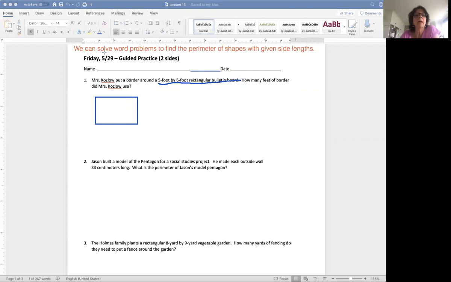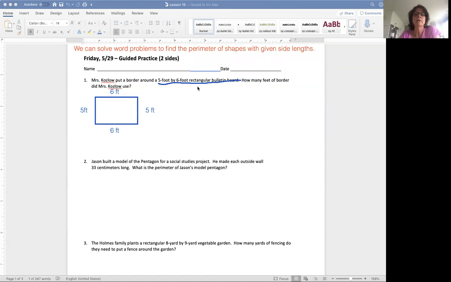And then I need to label my side lengths. Those were my givens, 5 feet and 6 feet. So I'll go ahead and label those. I want to label the shorter side with the shorter length. So the short side will be 5 feet and the long side will be 6 feet. It's probably not a bad idea to label all 4 sides. We know the opposite sides on a rectangle are equal. We don't want to forget to label them and then not include those side lengths when we calculate the perimeter. So I've labeled all 4 side lengths, remembering the opposite sides are equal.